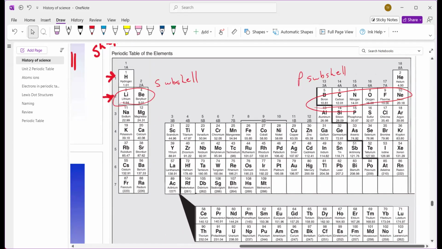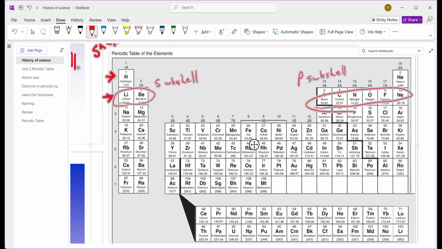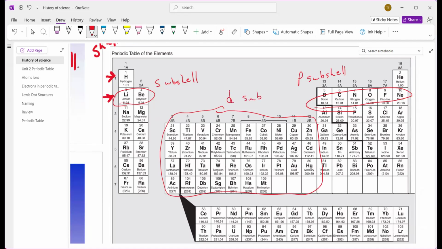Okay, so S subshell, P subshell. We've got two more subshells. The electrons in the middle here are called the D subshell. Those down here are called the F subshell. And those are just different areas, statistically. In this class, we're not going to talk much about the F subshell. We're going to talk a lot about the S, P and D subshells though.